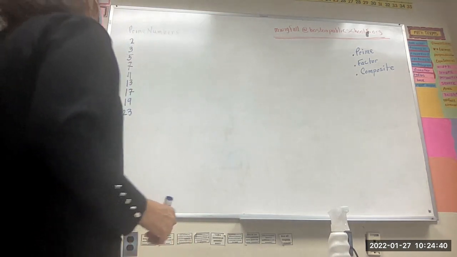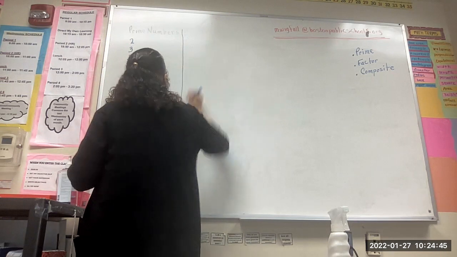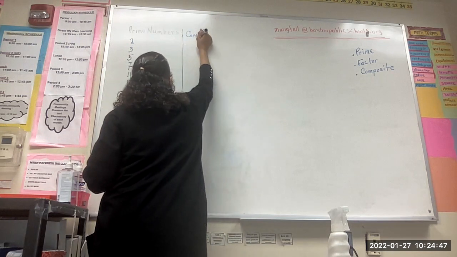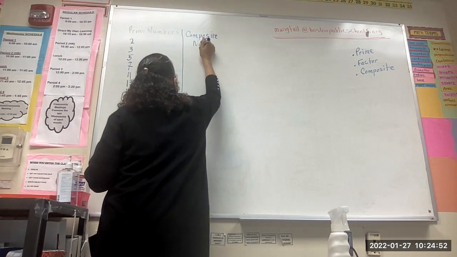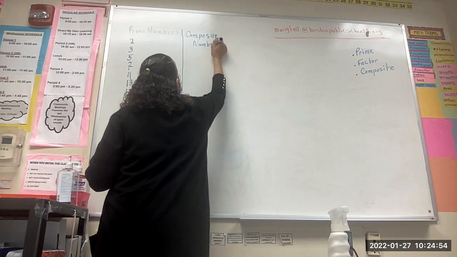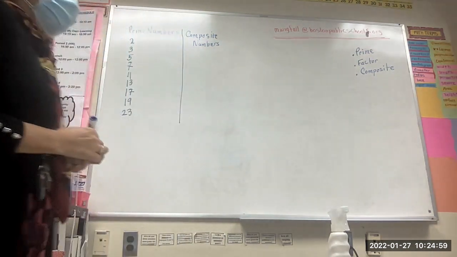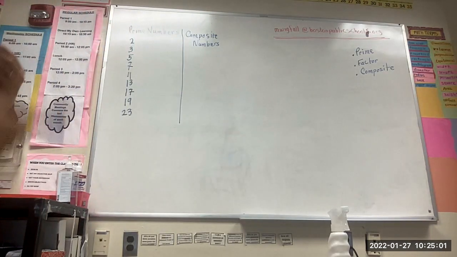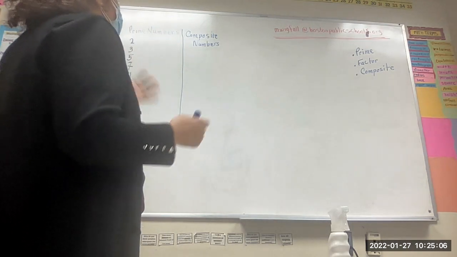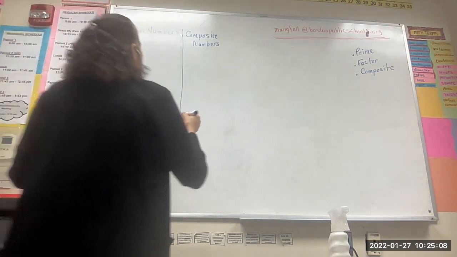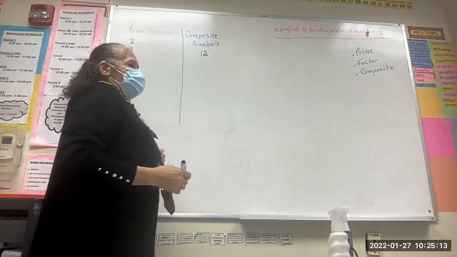Now, another type of numbers that we'll talk about are composites. C-O-M-P-O-S-I-T-E. Composite numbers are numbers that are composed of other factors. Factors are numbers that can multiply together to give you another number. If a number is composite, it has 2 or more factors. So if I give you the number 12, I'll show you how to make a factor tree.